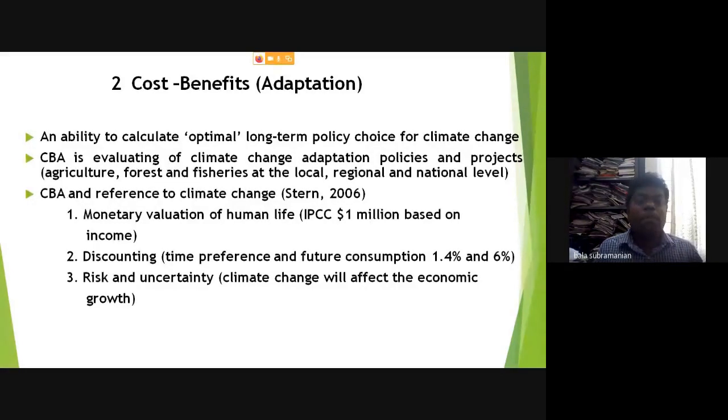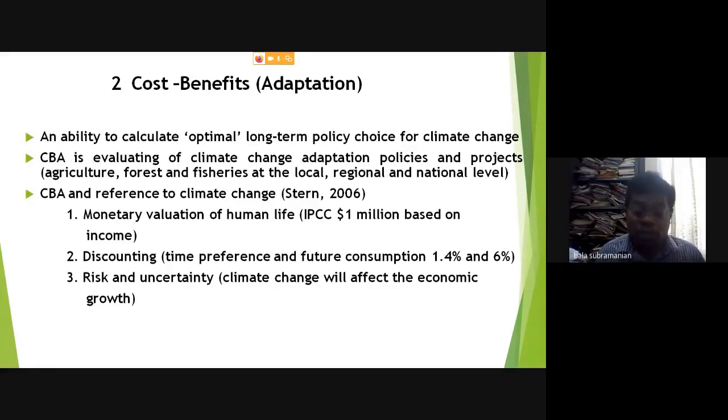So the cost benefit analysis is one of the tools for assessing the impact of climate change in terms of cost. I think it assesses climate change adaptation policies, especially in the forest sector, agriculture sector, and fishery sectors. Because of cost benefit analysis, they can assess how much cost we need, and what the benefits are based on the adaptation strategies when they implement them.